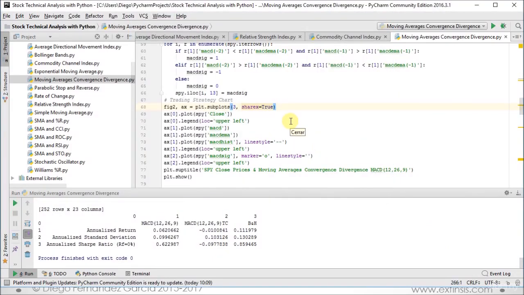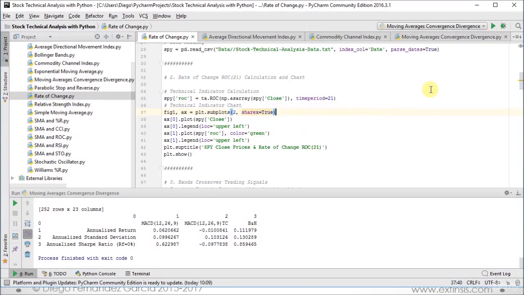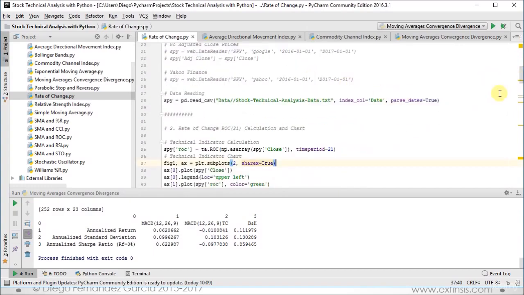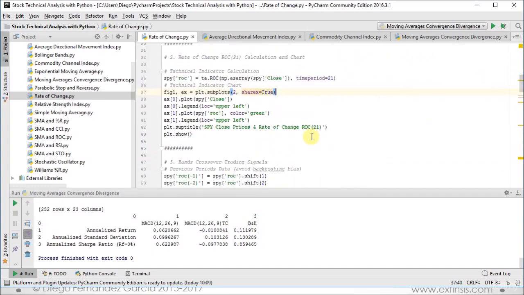So now let's go into our rate of change code file right over here by double clicking on it. So we scroll to the beginning. Again, similar mechanics, it's standalone files. So first we import our packages, then we read our data. Next we calculate our technical indicator and its chart.